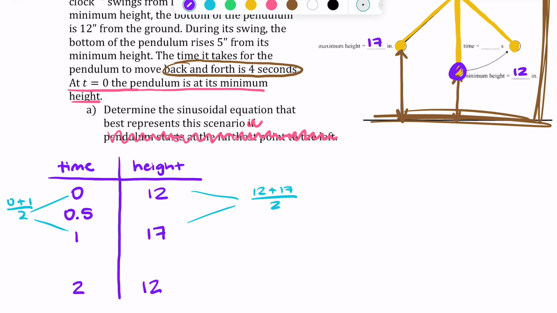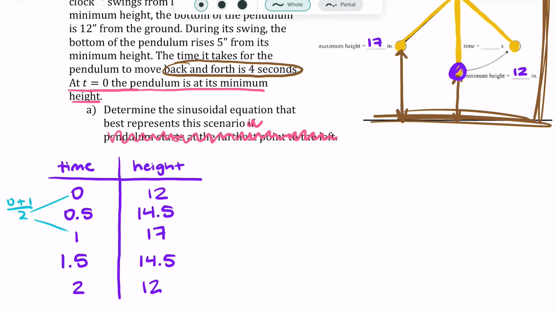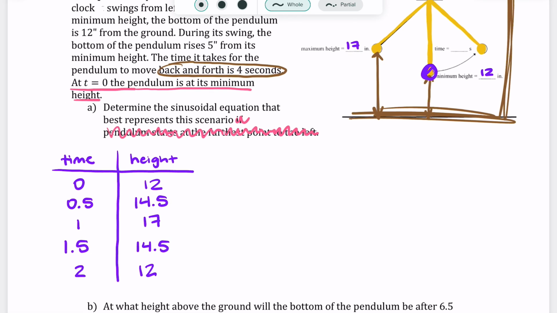So I can find that average to get 0.5. I can use that average to get the mid height, which is 14.5. And I could do the same thing in that next gap between the max and the min, and I would get 14.5 once again. Now, we talked about this last class and how to get this table of values. We're just finishing off the question.